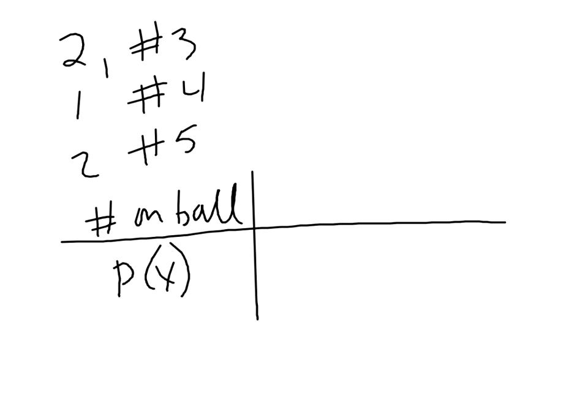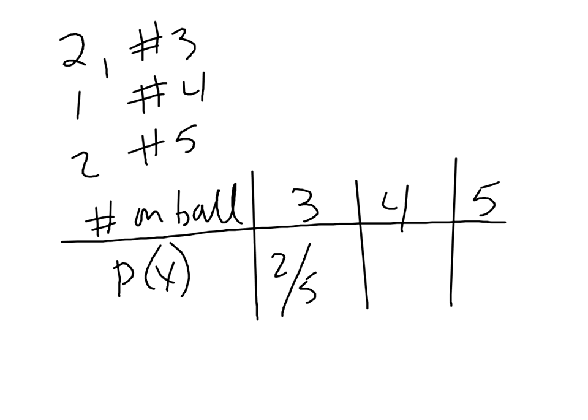This is exactly what they did. We had a 3 and a 4 and a 5. And remember that 2 balls were numbered 3. So that probability would be 2 out of 5. 2 balls out of 5 had the number 3. 1 ball out of 5 had a number 4. And 2 balls out of 5 had a number 5.